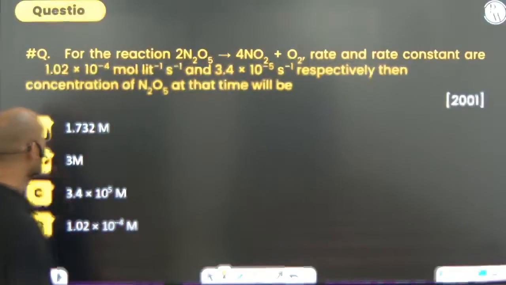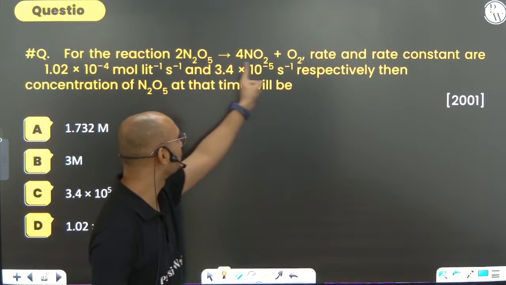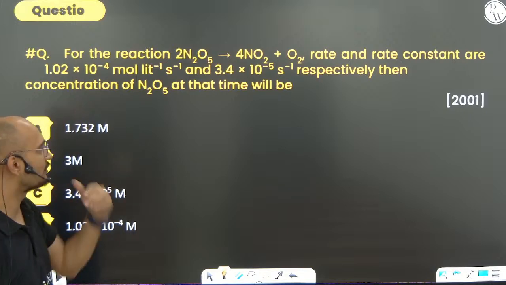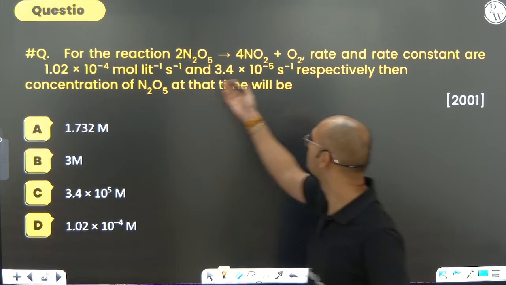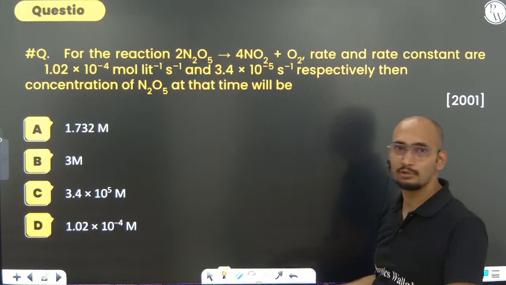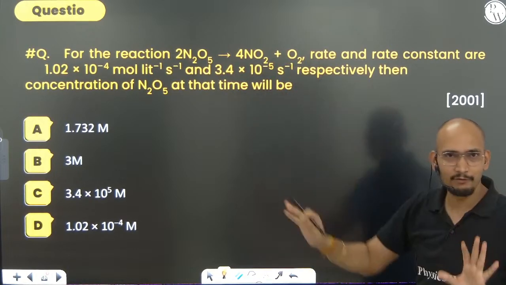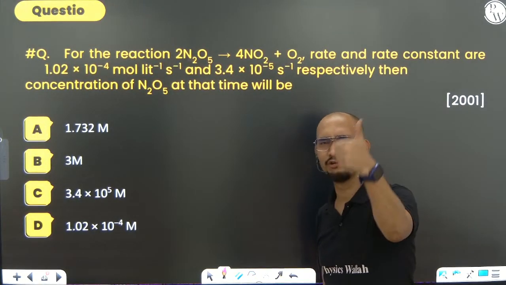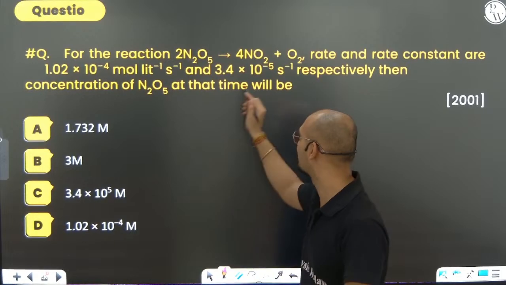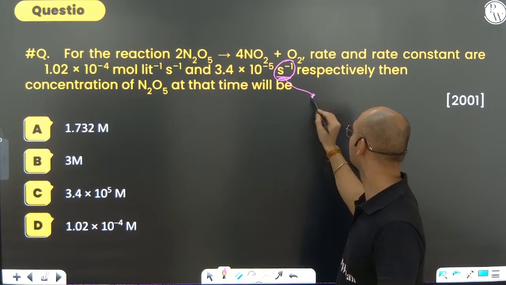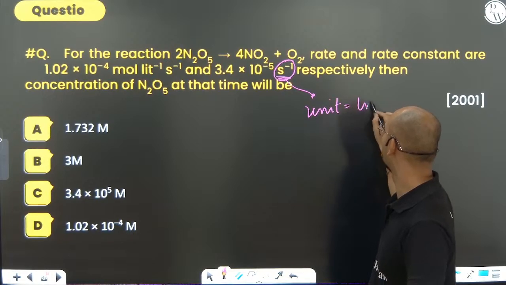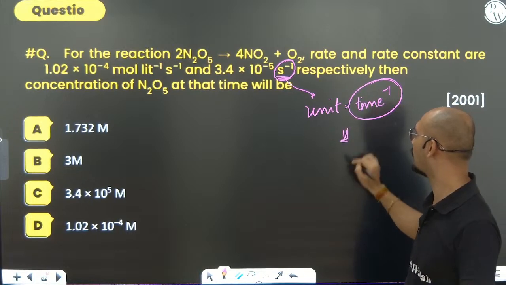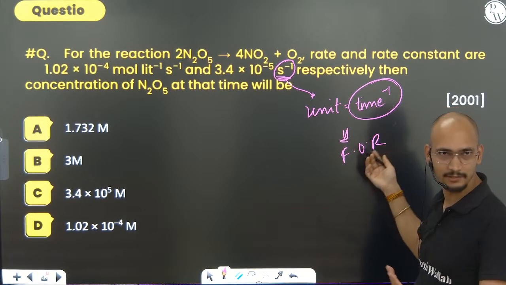Let's move ahead to the questions. For the reaction N2O5 to NO2 plus O2, rate constants are given. Then concentration of N2O5, not a big deal, very easy. First order reaction is given. You may say sir, nothing is given anywhere. But you can see that. We have already seen the units of rate constant. With the help of the unit of rate constant we can say which order reaction it is. Can you see that? What is the unit? Unit equals time inverse. If the unit is time inverse, it is a first order reaction. Yes or no?